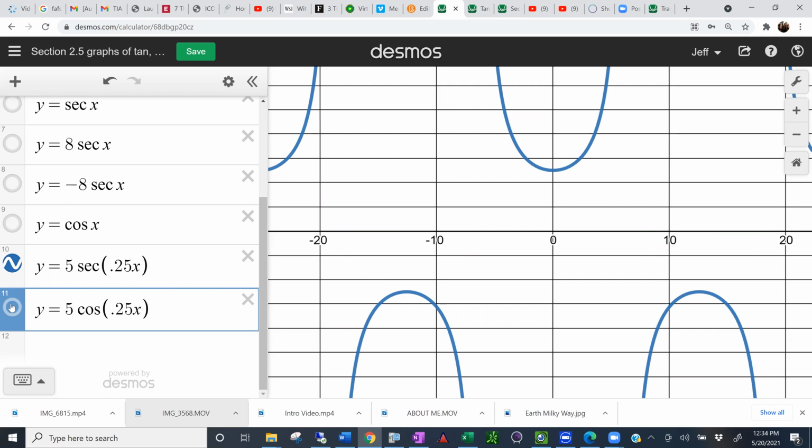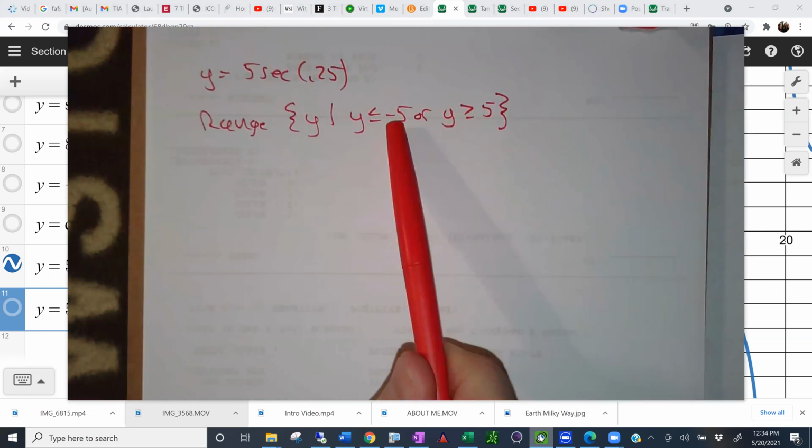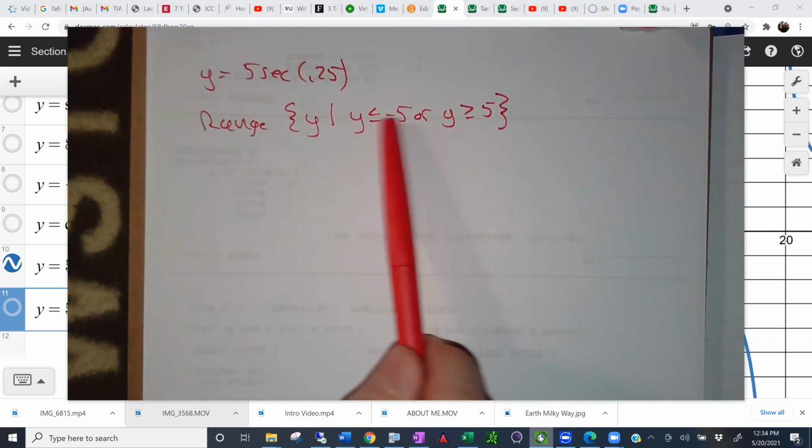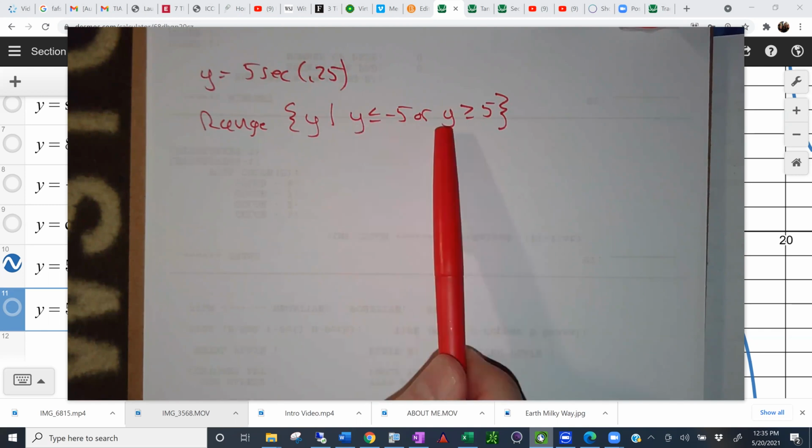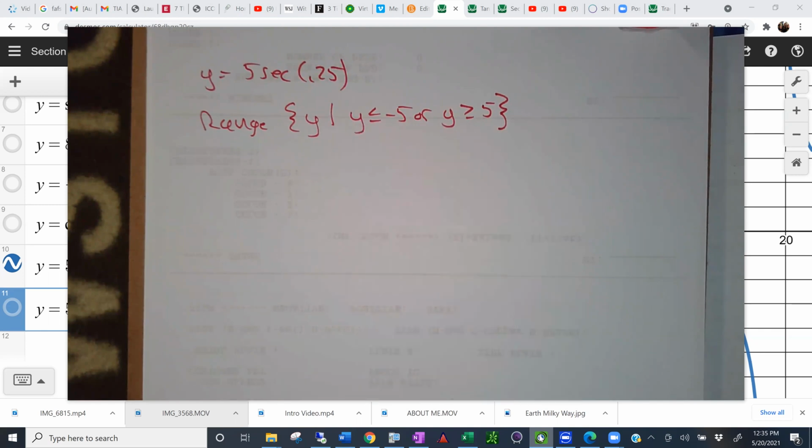Does anyone want to take a shot at the range? -5 and 5. -5 and 5 play a big part of it. Well, anything smaller than -5 and greater than 5. So something like this. We've got everything less than or equal to -5 and everything greater than or equal to +5. So that would be your range. Oops, there should be an x in here.